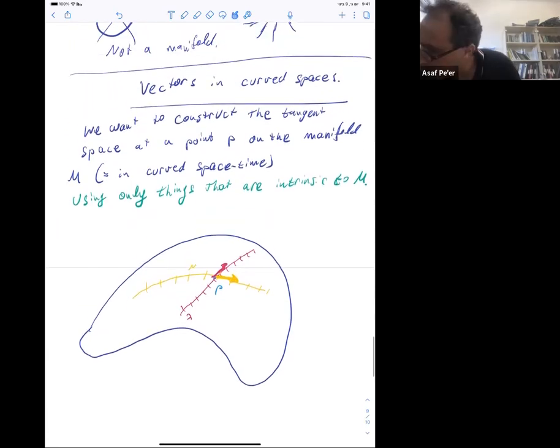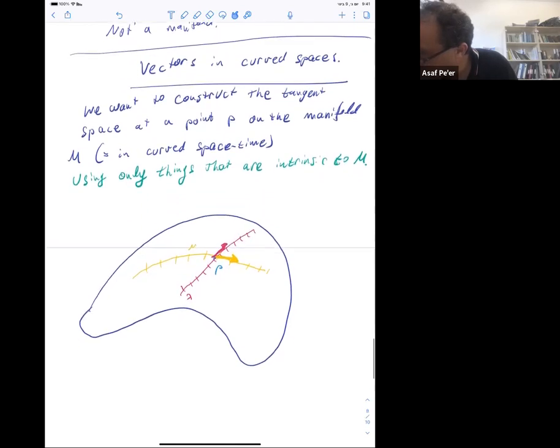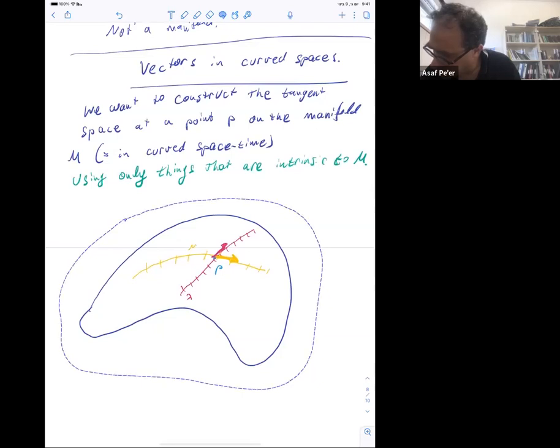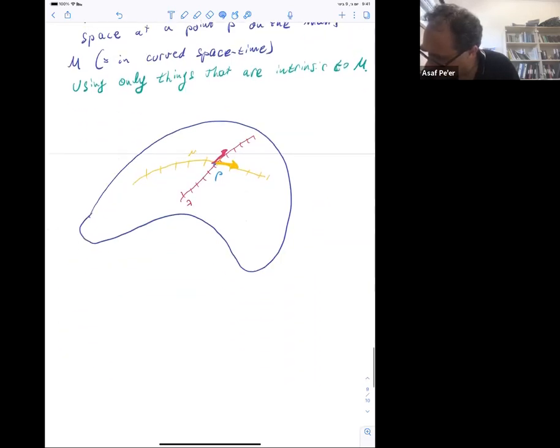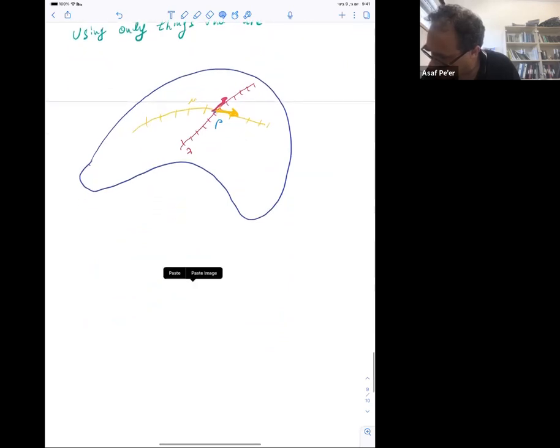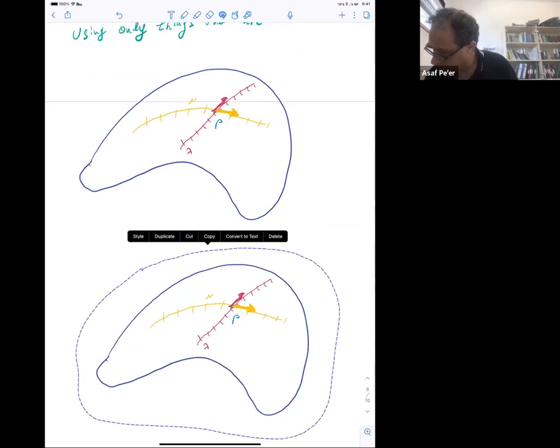How do I take that? I'm sure there's a clever way. Maybe it's this one. No, not this one. I have something like that. Copy. I might put it here, I might do a paste. Ah, I love this technology.